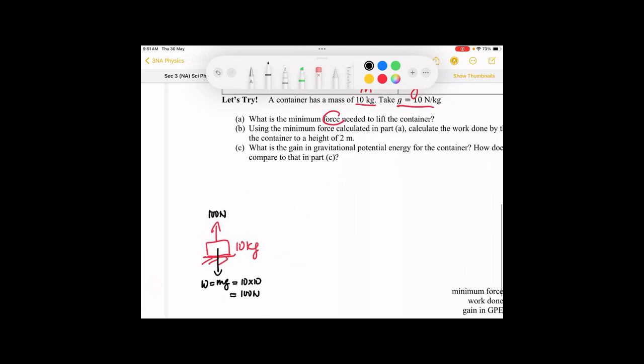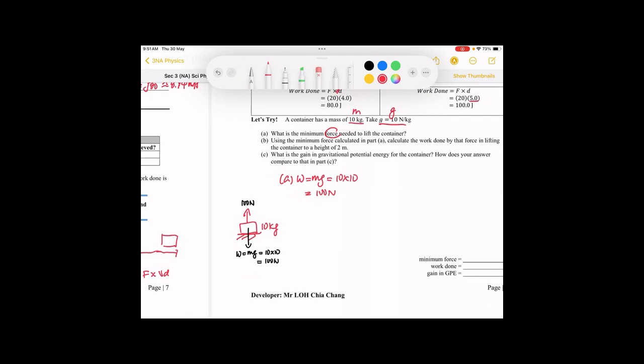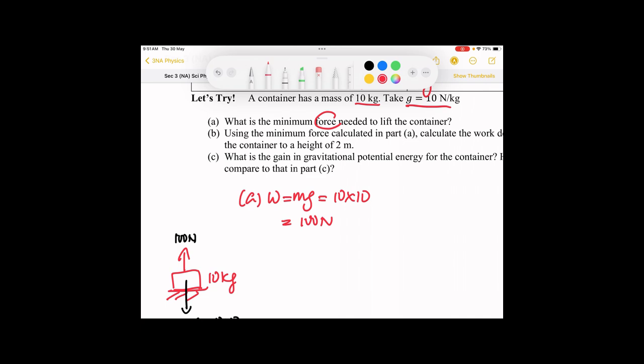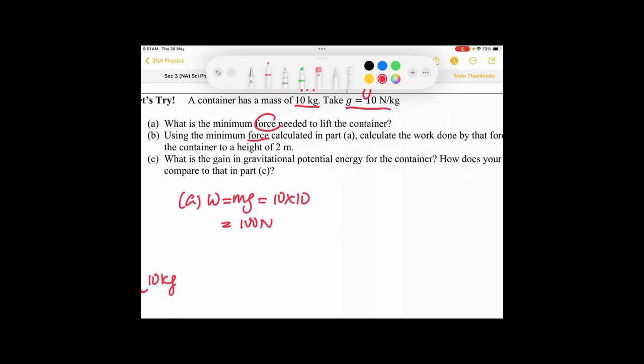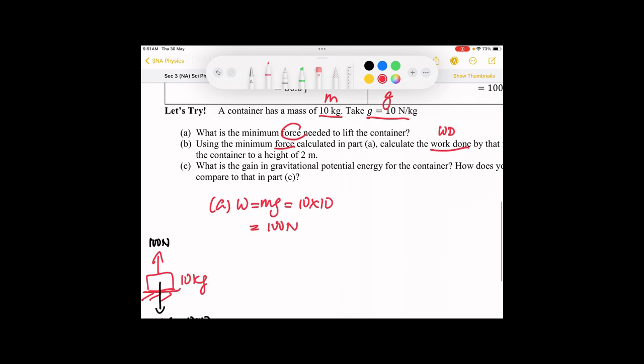Okay, so this is the answer for part A. So part A, W equals mg equals 10 times 10, and that gives me 100 newtons. So this is the minimum force required to lift it up. Okay, part B: using the minimum force calculated, calculate the work done by the force in lifting the object to a height of 2 meters.